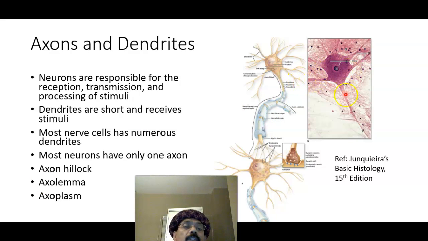Here we are seeing the axon, dendrites are here. This is the cell body or soma. It is supported by a lot of neuroglial cells here, and the cell body or soma contains the polyribosomes and the rough endoplasmic reticulum. The polyribosomes and the rough endoplasmic reticulum are also called Nissl substance or Nissl bodies.